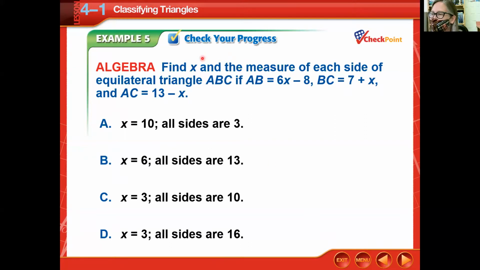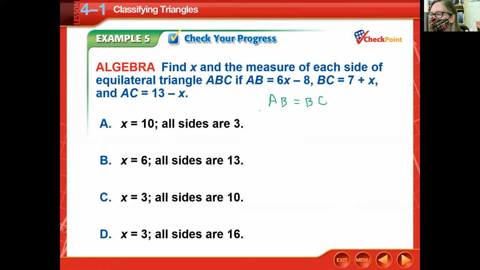Find X and the measure of each side of equilateral triangle. They didn't even draw the picture this time, but if it's an equilateral triangle, that means that all the sides are the same length. And that means that AB is going to equal BC, and that's going to equal AC. They gave me too much information, basically. I can pick one of these and solve. So if I decide to just go with the first two, since it's an equilateral triangle, all three sides are the same length, I'm going to start off by trying to find out the value of X by using this information.